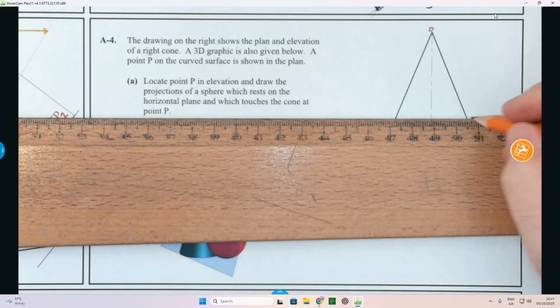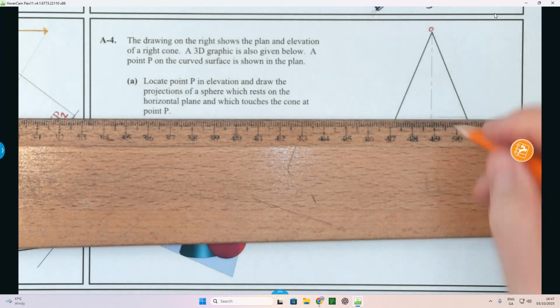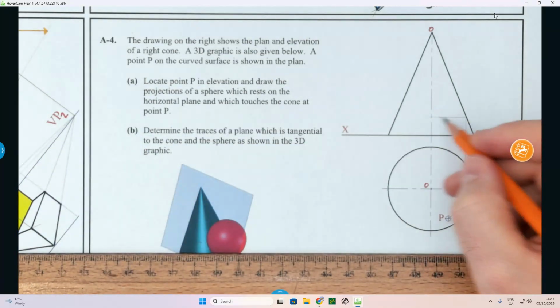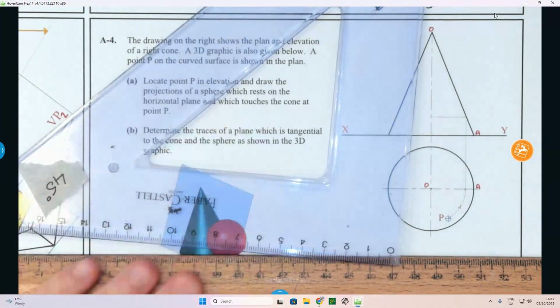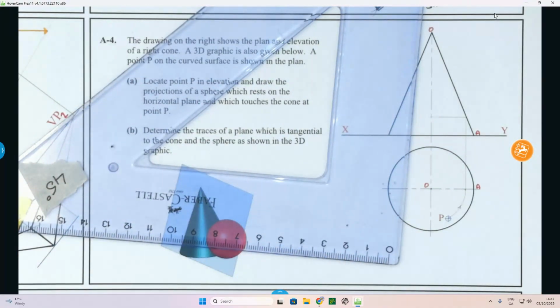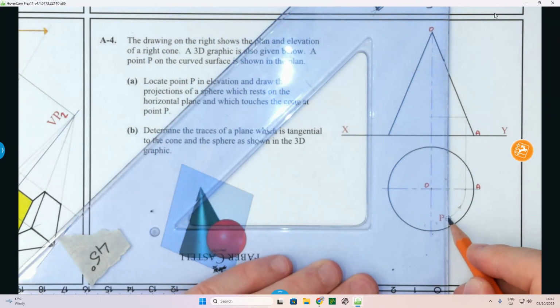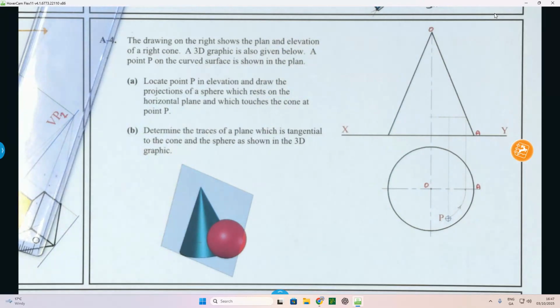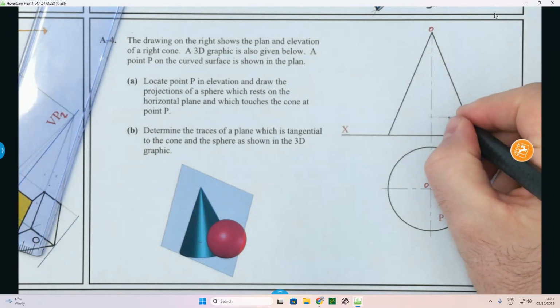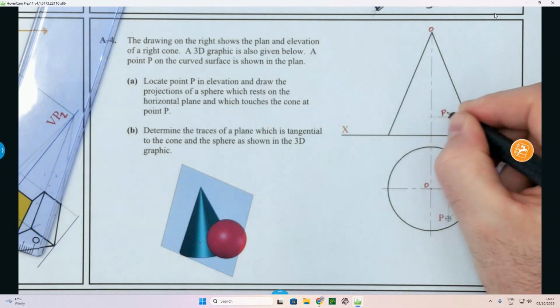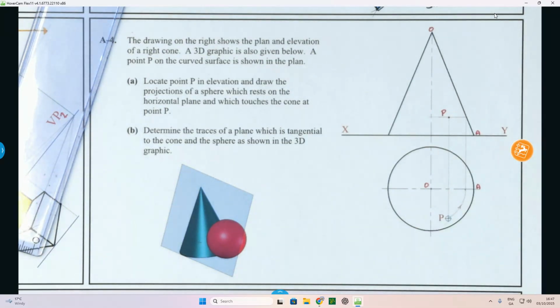Now that I've found it in elevation, I'm going to bring it back, because that arc will appear as a horizontal line in elevation, since it represents a horizontal cut, and if you cut a cone horizontally across, you'll see a circle. You can see that's the arc of the circle. Now, how do I find P? Project that up, and I found P. So that's P in its correct position.